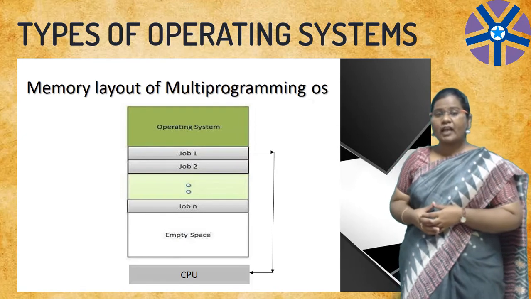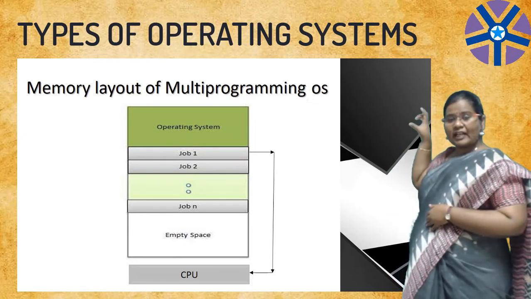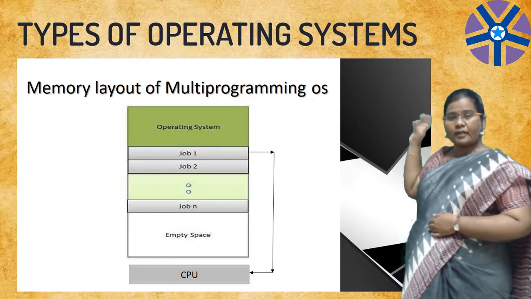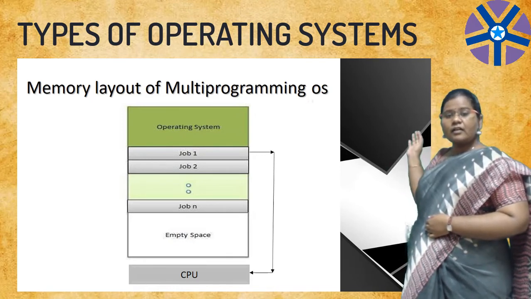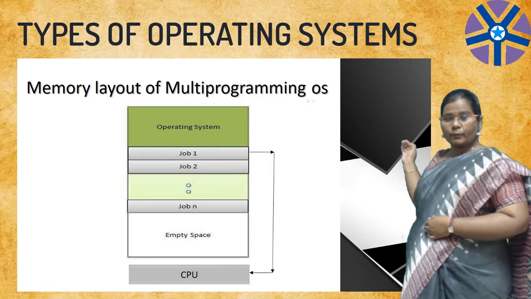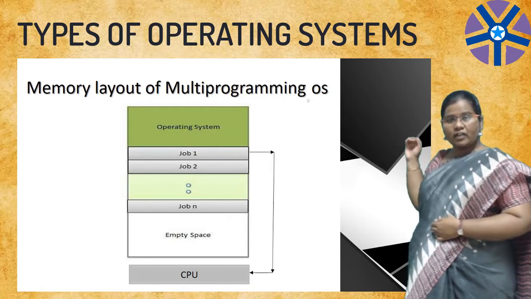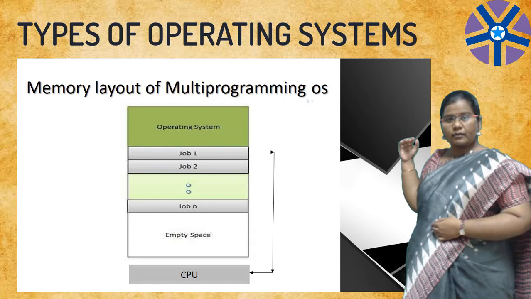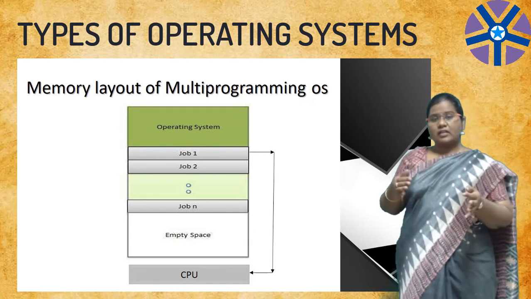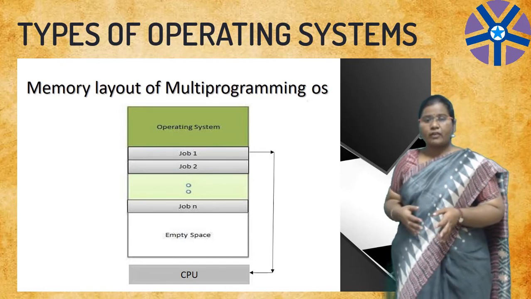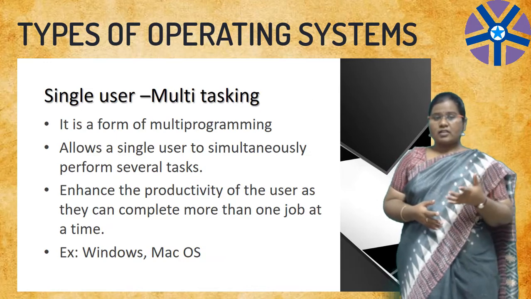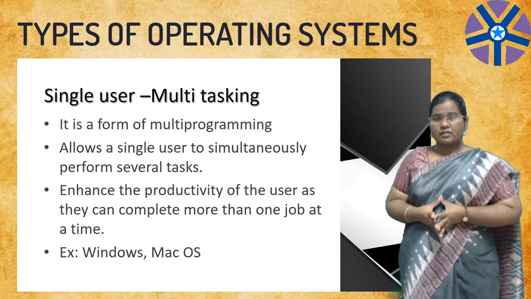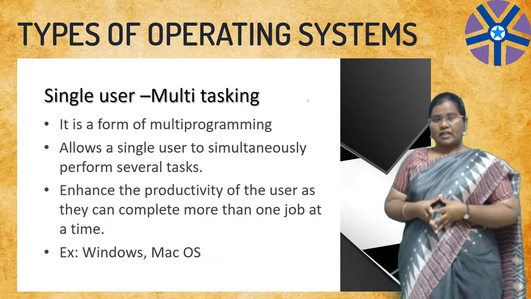If you observe the diagram, the green part is reserved for the operating system files, whereas there are n jobs which have appeared in order to get executed by the CPU. Job 1 will be given the first CPU time. When job 1's control is out of the CPU for some resource, the next job will come into the CPU for execution. Then, with this concept, we'll go to the next operating system, the single user multitasking operating system.